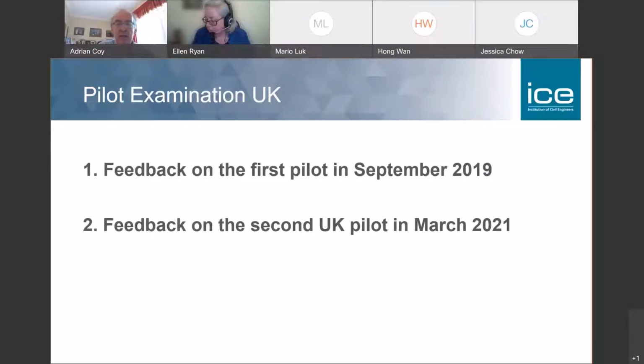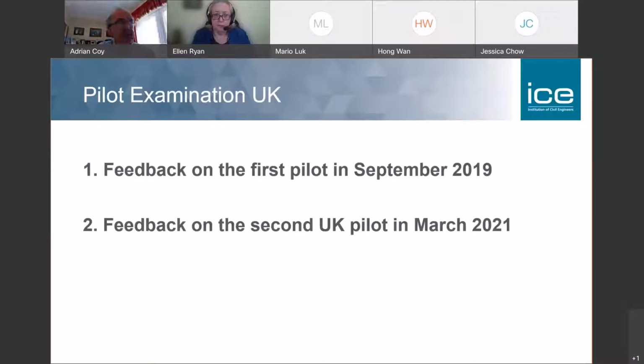So instead of 17 candidates, we had more than 40 candidates, and instead of the panel marking all of the papers, we trained some markers from ICE members. Half of them are academic, half of them are industrial, and we pair them in that way for doing the marking. And then the panel did the moderation where there was disagreement between markers. So we've developed a fairly robust marking system.